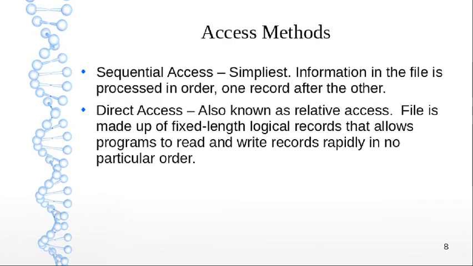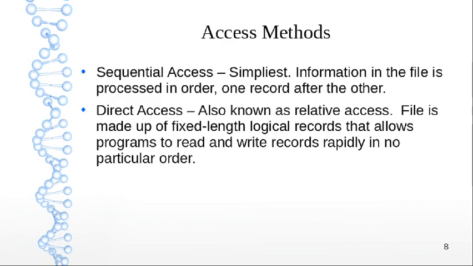We have the sequential access and we have the direct access. From the word sequential, it is the simplest form of the access method. Information in the file is processed in order, one record at a time. So we are referring here to the sequential access. Meaning, let's say if I have 1,000 records and my record belongs to record 900, since it is sequential, it will trace the record from 1, 2, 3, 4, 5 up to 899.